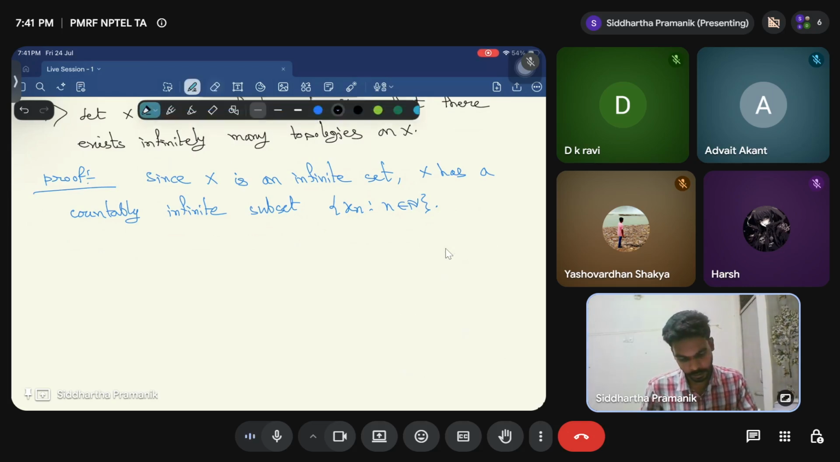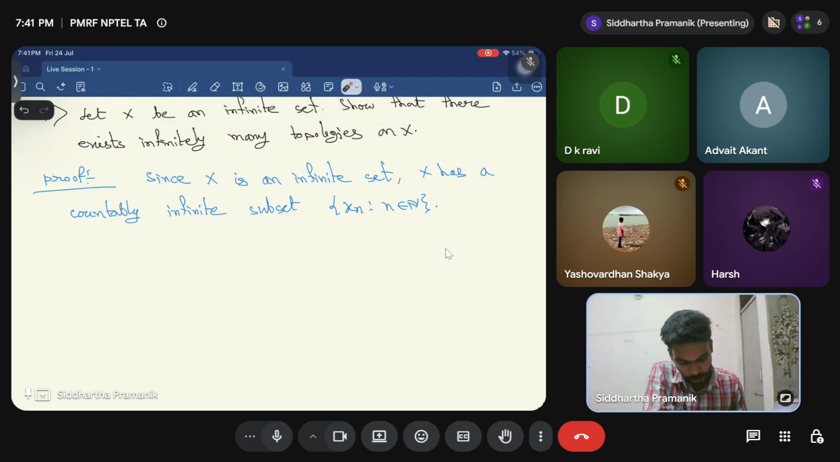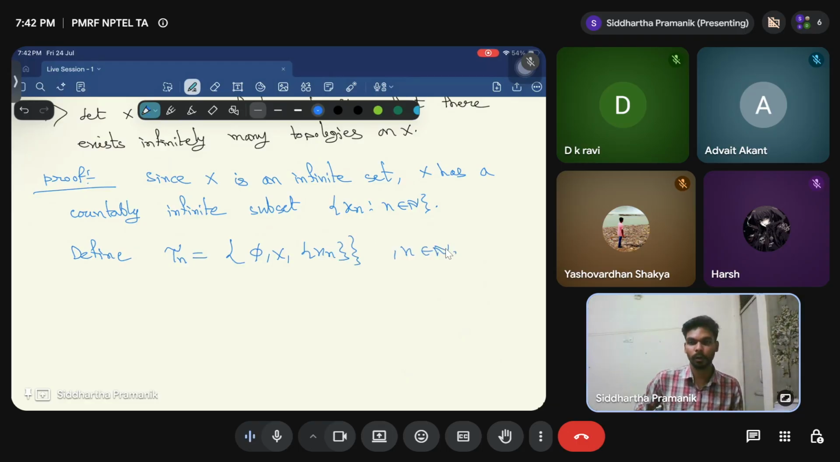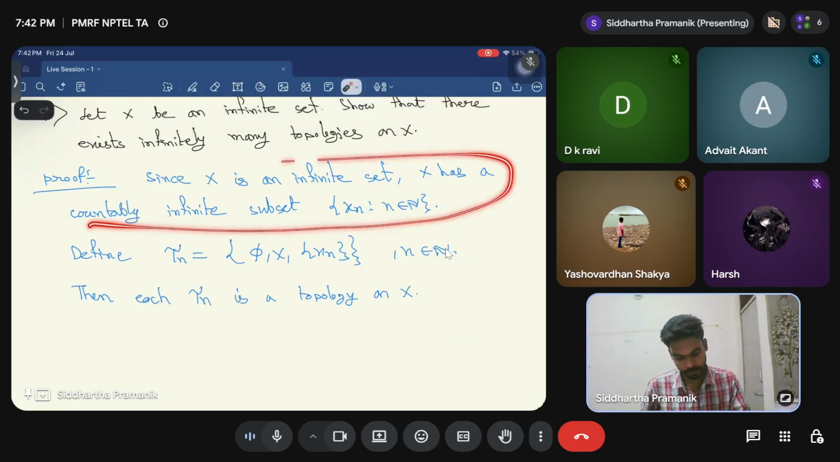It's very easy actually. Now using this, I will define tau n as phi, X and just xn. Then each tau n is a topology on X. So there are infinitely many topologies on X. So we are basically using this statement.